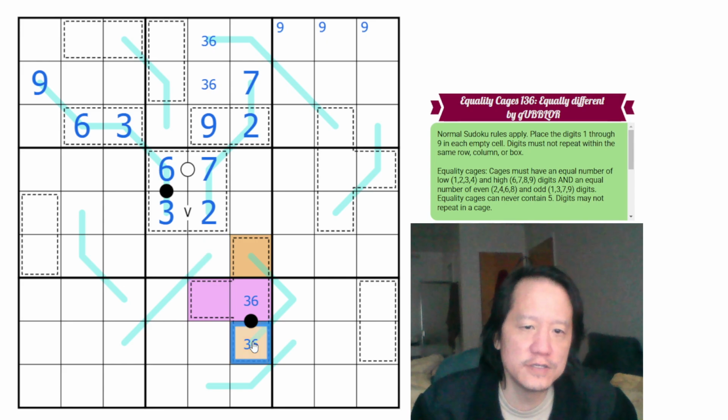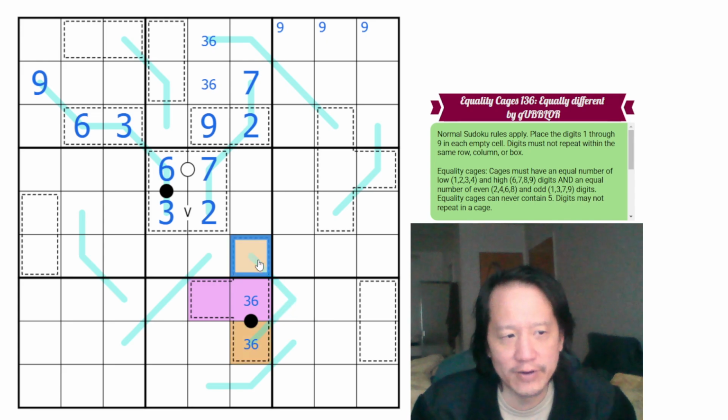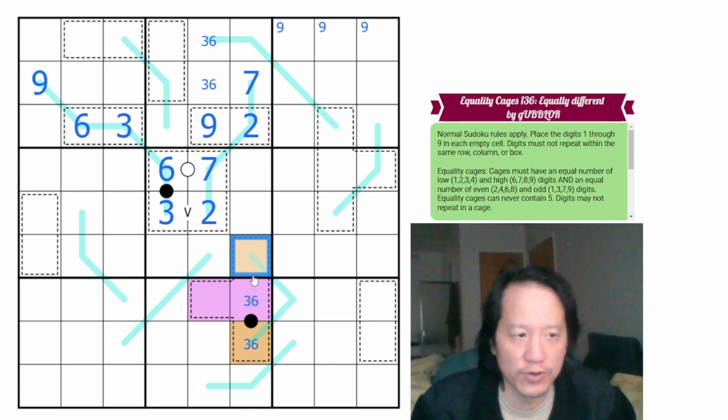Either it cannot be a difference of 2, right? If it's a difference of 2 for the 3, this would be 3, 5, and that would be 7. It cannot be 3, 1, because then that would be negative 1, or 3, which is not allowed. So this has to be then 3, 2, or 1. It cannot be 3, 4, 5, because there's no 5 allowed in equality cages. So this is 2 or 1 if this is 3.